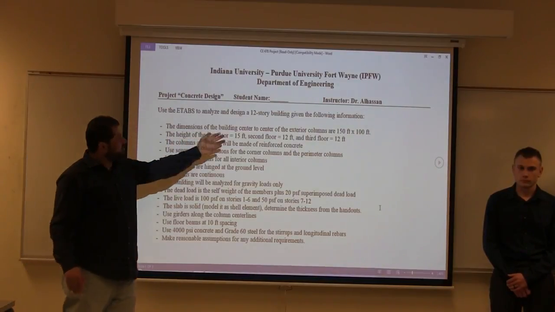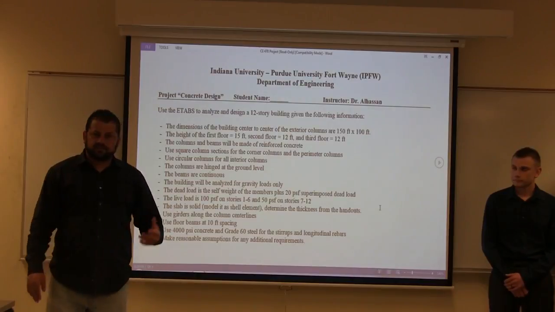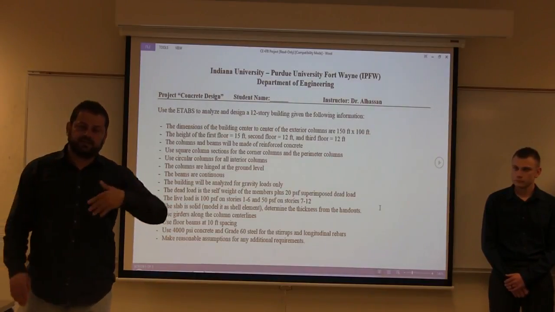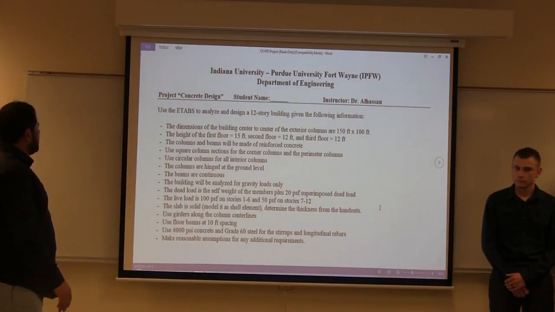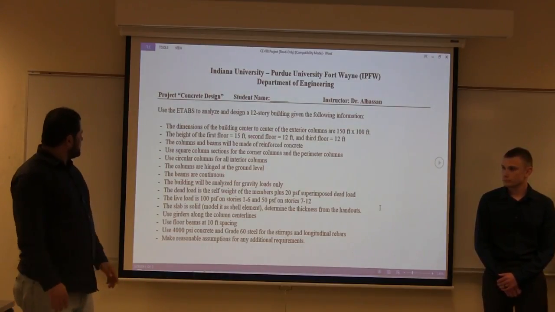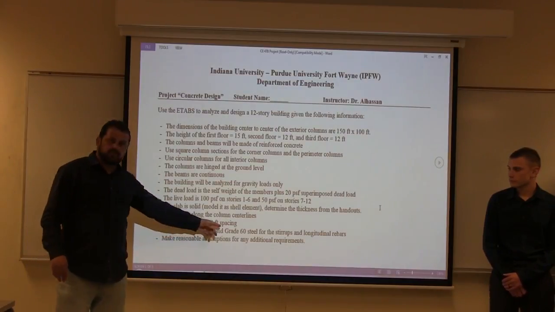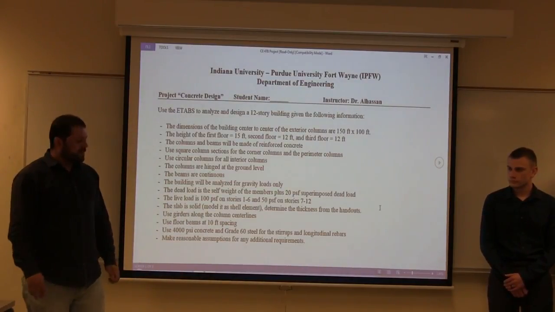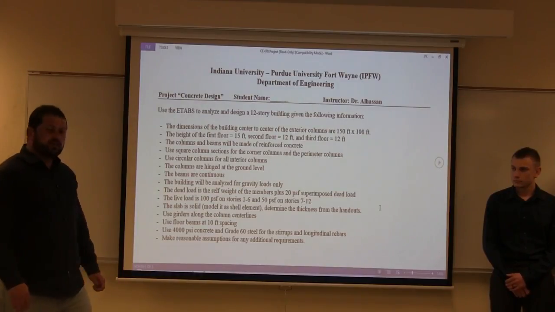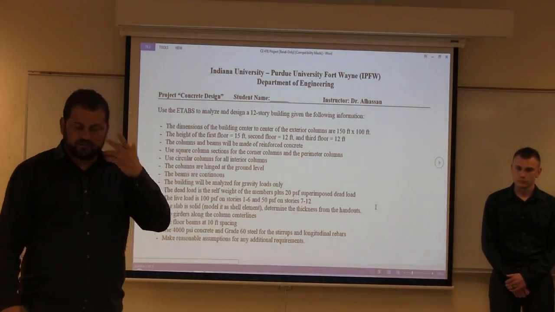The dimensions of the building center to center are 150 foot by 100 foot. The first floor columns are 15 feet high, the rest are 12 foot high. The columns and beams will be made of reinforced concrete, of course. The concrete will be 4,000 PSI. The steel will be grade 60. The dead load will be the self weight of the structure plus 25 PSF, pounds per square foot.